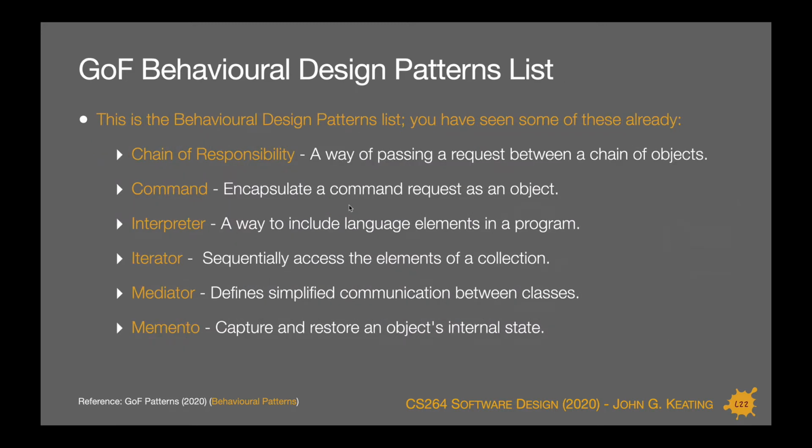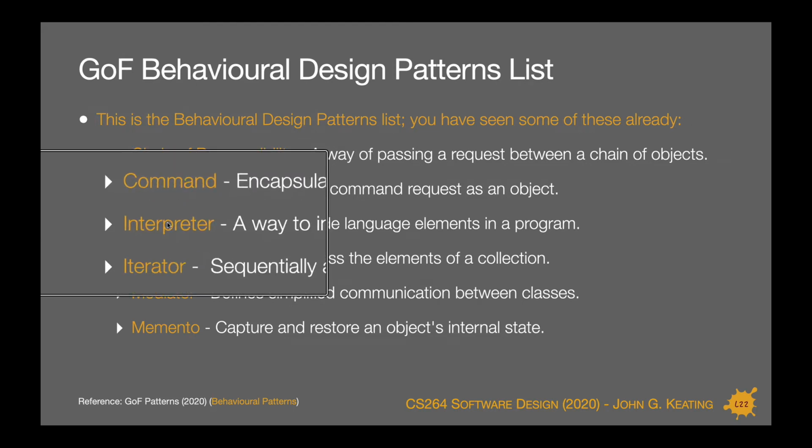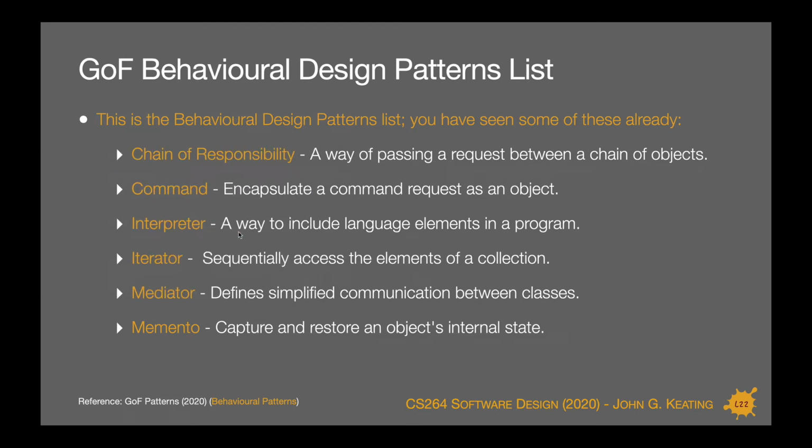So what are these patterns then? There's a list, the Gang of Four list. You've seen some of these already, of course. Chain of responsibility is a way of passing a request between a chain of objects. Command encapsulates a command request as an object. Interpreter is a way to include language elements in a program. We saw a little bit about this previously.